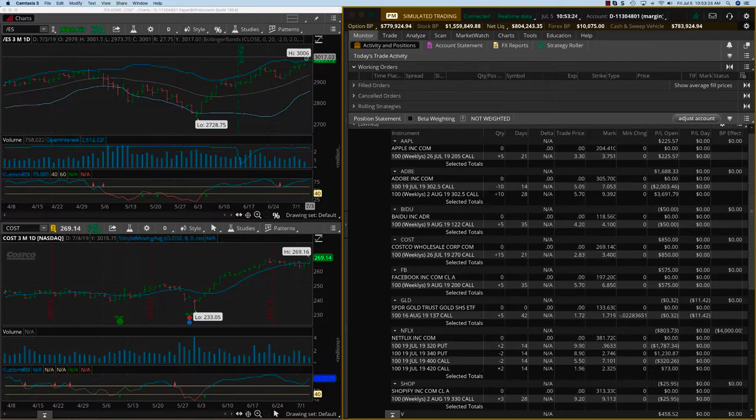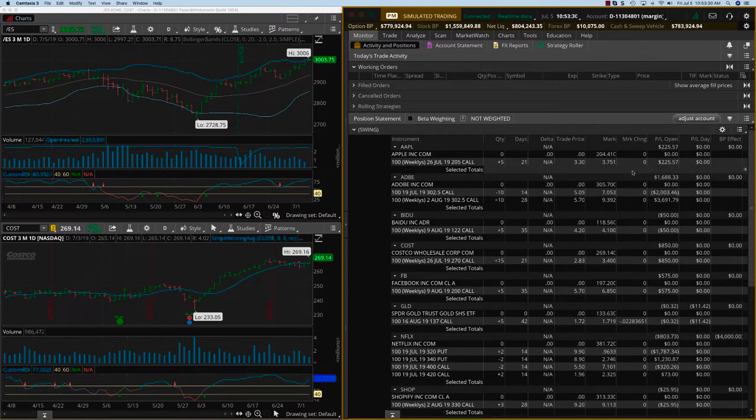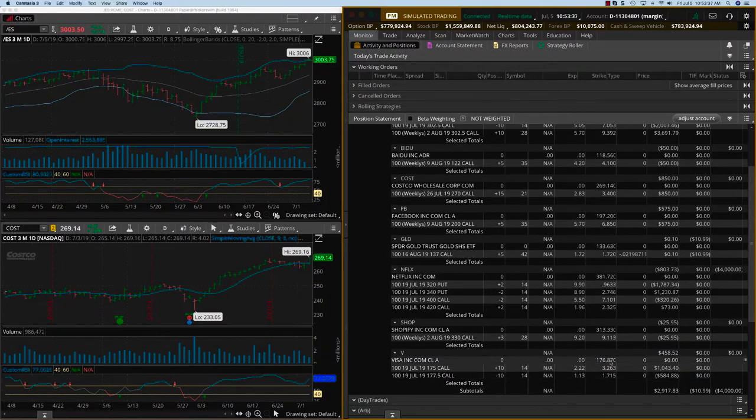Now, given that I expect some resistance here, what I want to do is book profits. This is the day we've been waiting for. We want to book profits on many of these trades. So I'm going to close Costco. I'm going to close Facebook. I'm going to close Visa. All of them are between 20 and 25% returns. The Visa might be a little more because we have a debit spread here. So it could be up to 40%.